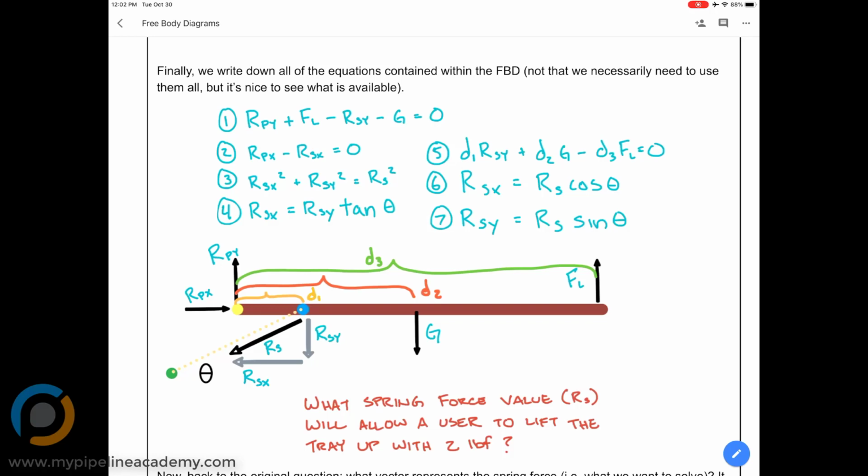What spring force value RS will allow a user to lift the tray up with a 2-pound force? Okay, so we're saying that FL, the lift force, is given to us as 2 pounds, and what spring force is required to allow that? So we're writing down all these equations here. Equation number 1 has all of the forces acting in the y direction. That's where equation number 1 came from.